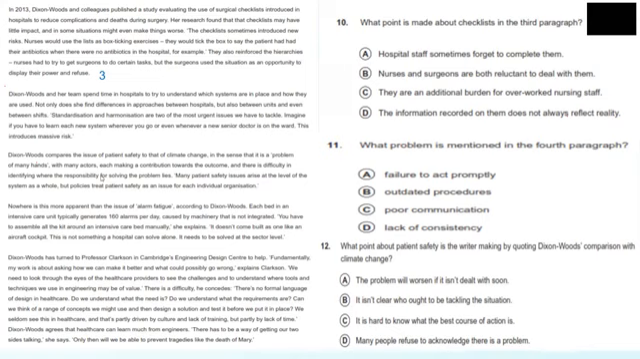Dixon-Woods compares the issue of patient safety to that of climate change in the sense that it's a problem of many hands. There are many actors, each contributing to the outcome, but there is difficulty in determining where the responsibility for solving this problem lies. From this meaning, I get the answer is B. Yes, that's right. So they didn't determine who's responsible for this issue, to tackle the situation or to deal with it. Is it right? Right, sir. Yes. Thank you.